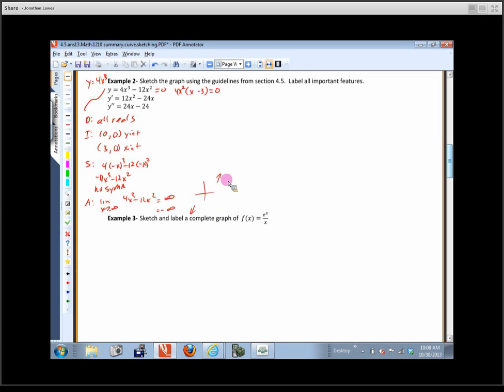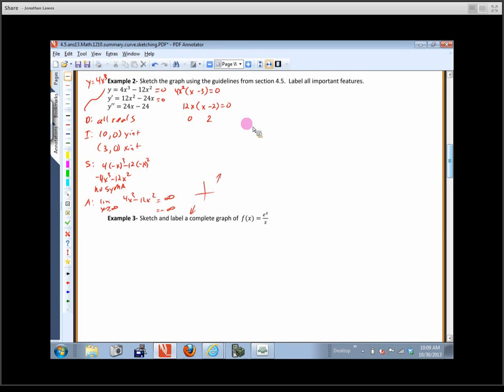Okay? So domain, intercepts, symmetry, asymptotes. Let's check intervals of increase and decrease. So for that, we want to use the first derivative. We'd want to know when it equals 0 or when it doesn't exist. It's a polynomial, so it's going to exist everywhere. So let's factor out a 12 and an x, and I'm left with an x minus 2. Good there? So the first derivative equals 0 at 0 and at 2.